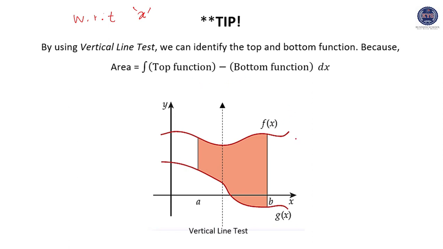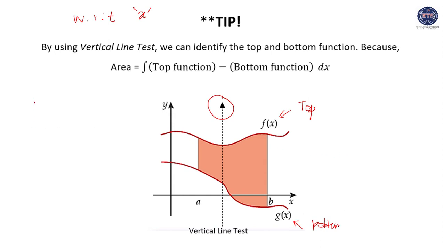In our case, kalau kita buat this vertical line test, the top function is f(x). Ini kita panggil sebagai top function. And then minus the bottom function, in our case g(x). Kenapa kita nak cari top minus bottom?